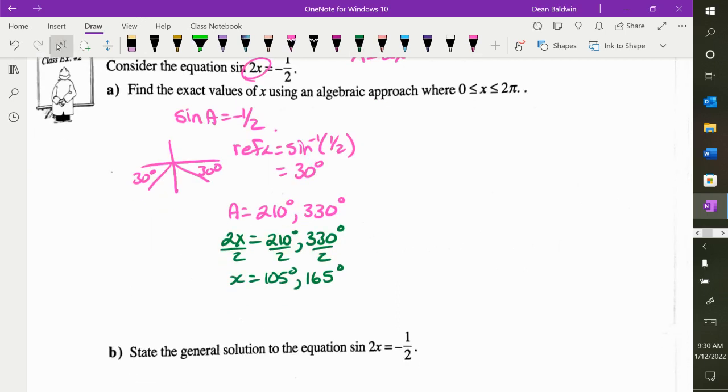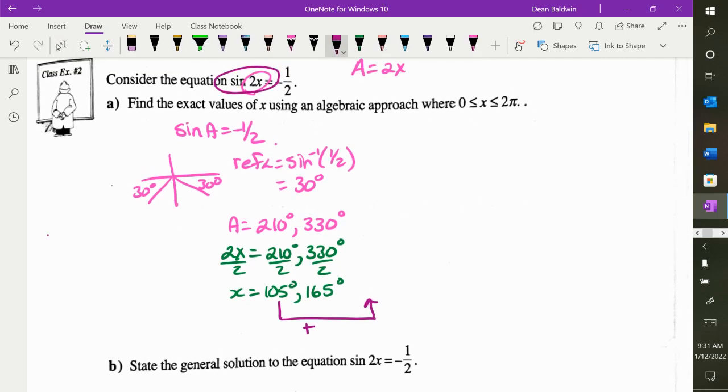Those are not all the answers, though. How many answers should we have? You should have 4, because we have a 2 here, and you're always doubling, so 2 times 2 gives you 4. So to get the rest of the answers, you add multiples of the period. What is the period of the original function, sine 2x? Not 360. It's 180, because period is 360 over your b value, and your b value here is 2. So 360 over 2 is equal to 180. Does that make sense?